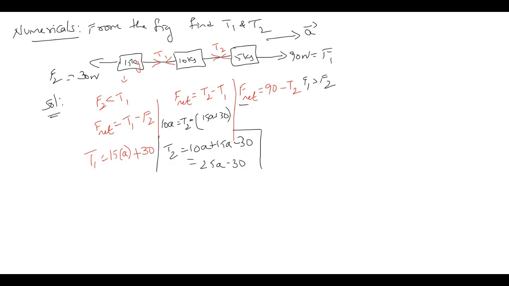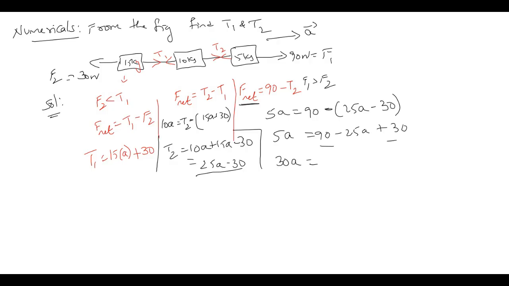So coming to here, in this, F net is nothing but M into A. That is equal to 90 minus T2. T2 value is this one, 25A plus 30. Then it will become 5A is equal to 90 minus 25A minus 30. If you bring this 25A this side, 25 plus 5, 30A is equal to 90 minus 30, 60. Acceleration is equal to 2 meter per second square.